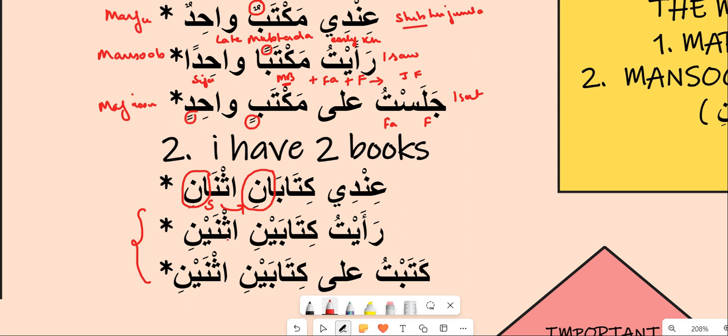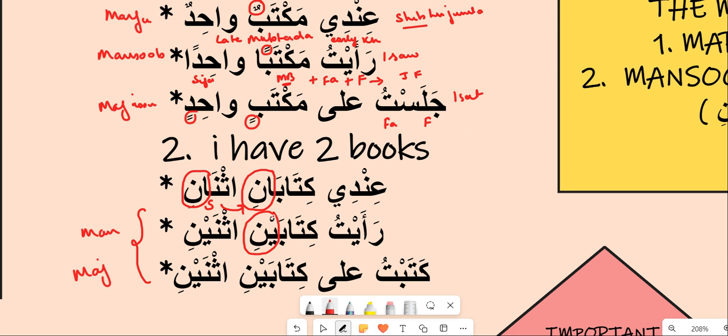And similarly, what about the mansub and majroor case? As soon as the same noun falls into mansub, you saw that there was a fatha, and there was a kasra in majroor. So what happens when the musanna noun comes in mansub? How will you recognize it is in musanna? First of all, the letter changes from alif to ya. The ya and noon will be as it is. Noon will not change its structure. Noon with kasra will be as it is. What is changing here? From alif to ya.